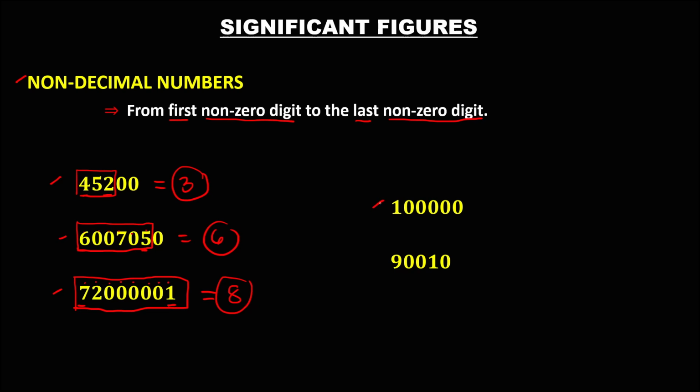Then for this given, from the first non-zero digit to the last non-zero digit, there is only one significant figure. And for this given, for non-decimal numbers, from the first non-zero digit to the last non-zero digit, there are four significant figures.